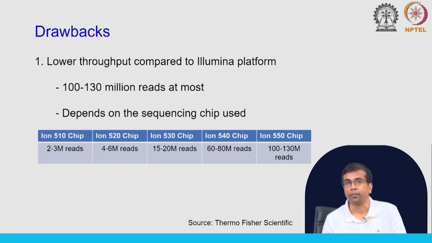And it also varies from the sequencing chip that you will use here, right. So, again, you can see some of the chip names and the throughput that you will get from these chips. Again, depending on your application, you will pick the right one, whichever will be most suitable for it.